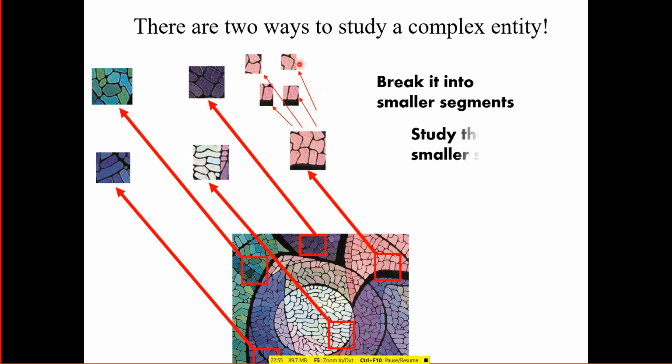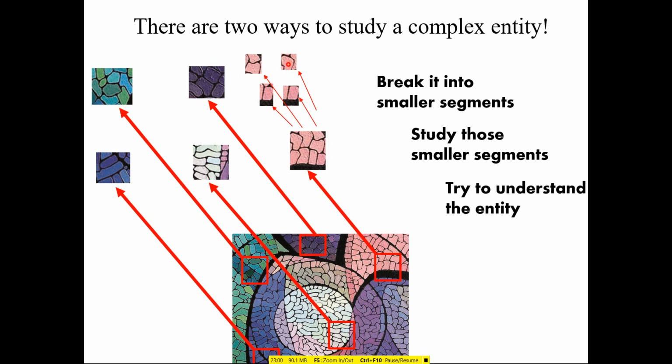So I break it into smaller segments, study those smaller segments, and then I put the knowledge that I have acquired at that level together to understand the higher level, and then put the knowledge that I have acquired at this level together to understand the whole thing. So that's one way to go: make it smaller, study smaller things, try to understand the whole. This approach has been the dominant approach in the history of science for the last 500 years at least.